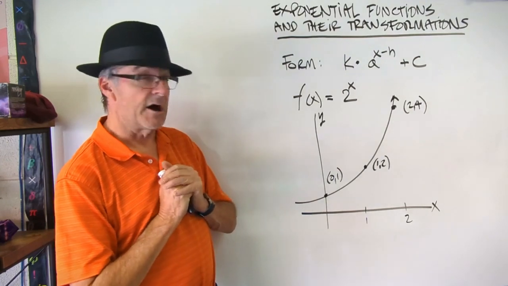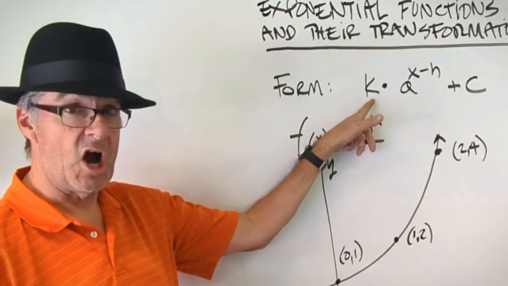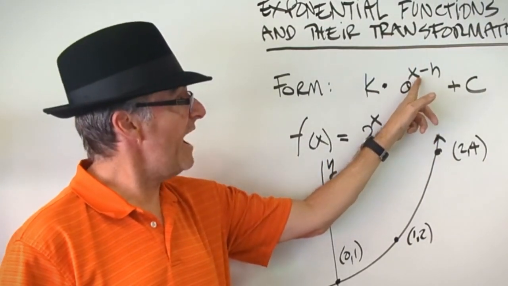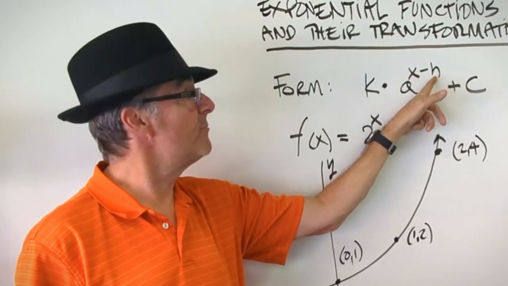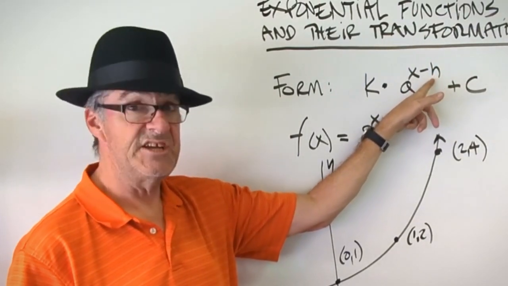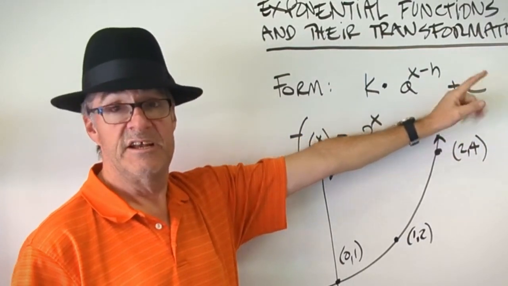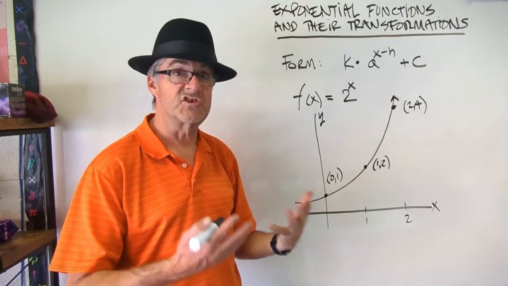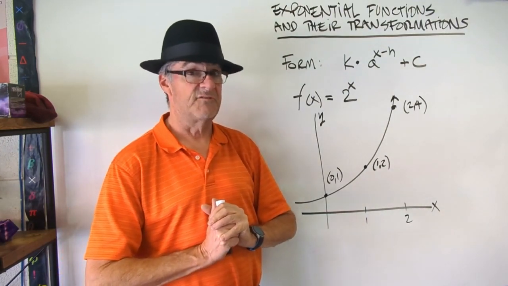So let's take a look at the form of an exponential function. You're going to have some constant times some base to a power. There's our x. You could have plus or minus some number in the exponent, so that's what the h is standing for. And then finally you have a constant outside. Now, in a minute here, we're going to talk about all these things, what they do to the function, because they transform the basic exponential function.